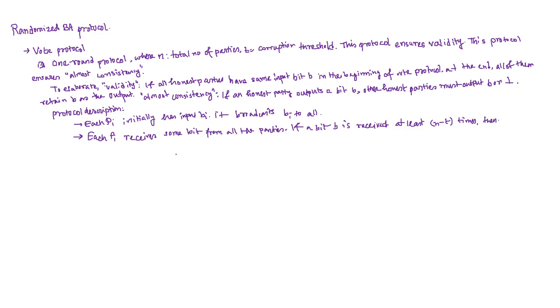Then Bi is B, else Bi is bot. Okay, that much only the vote protocol. Now comes the coin protocol.